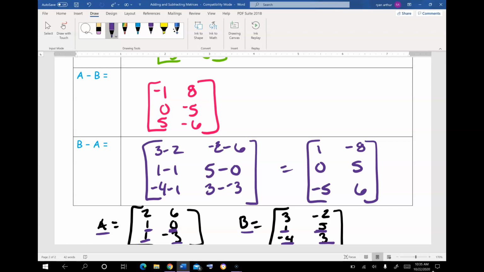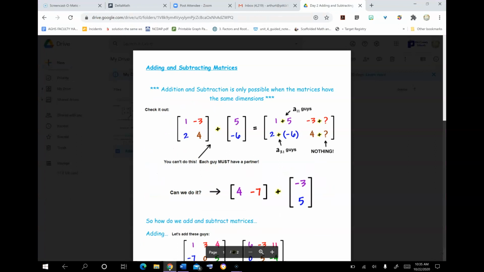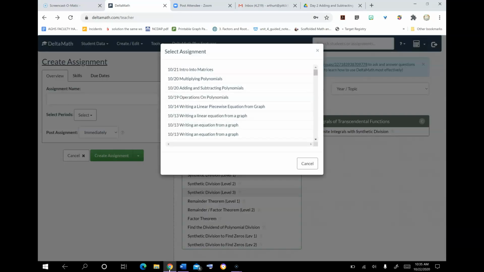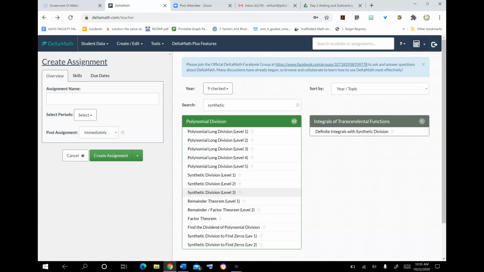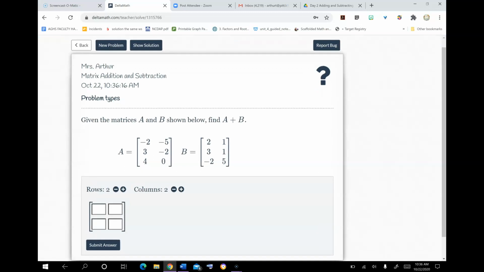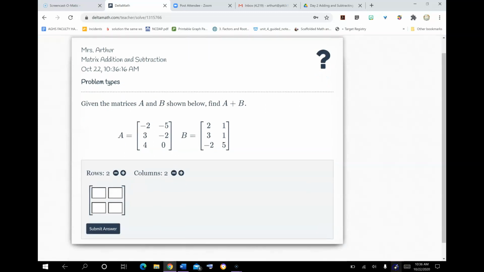So, what does it look like on Delta Math? It's actually easier than what we just did, probably. So I'm going to look at the assignment I gave you, and I don't have it. All right, so I got it pulled up now, okay? So we are going to add and subtract matrices, all right? So I'm going to screenshot this so we can look at it and I can write on it, okay?